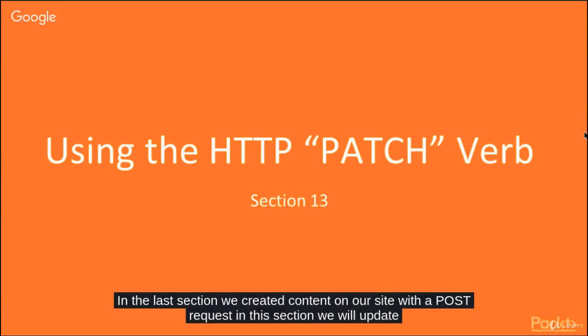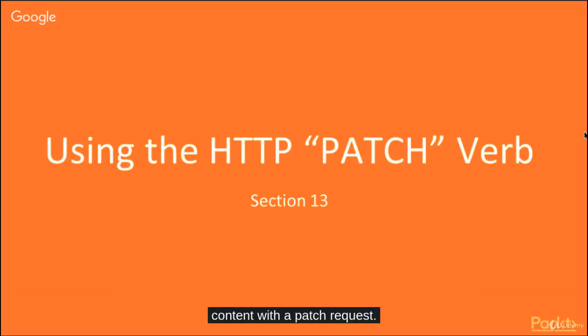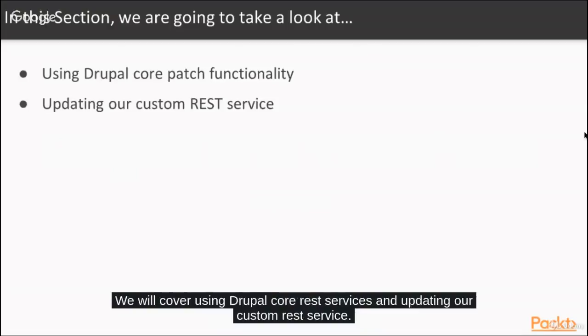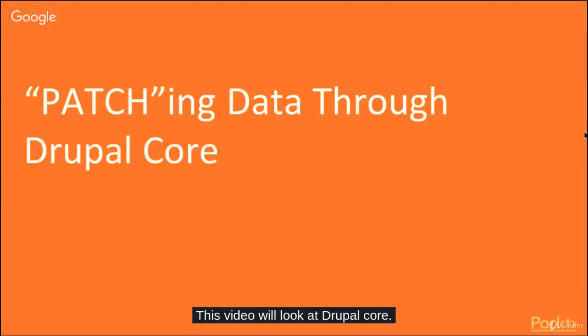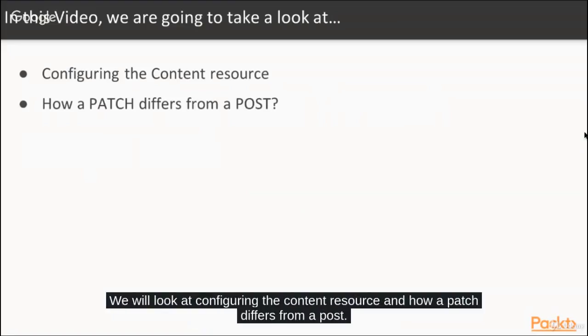In the last section, we created content on our site with a post request. In this section, we will update content with a patch request. We will cover using Drupal core REST services and updating our content. In this video, we'll use Drupal core. We will look at configuring the content resource and how a patch differs from a post.